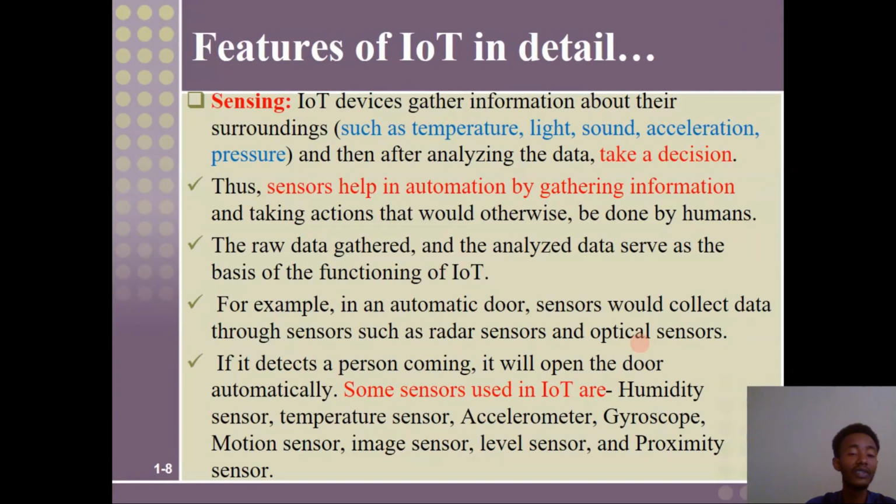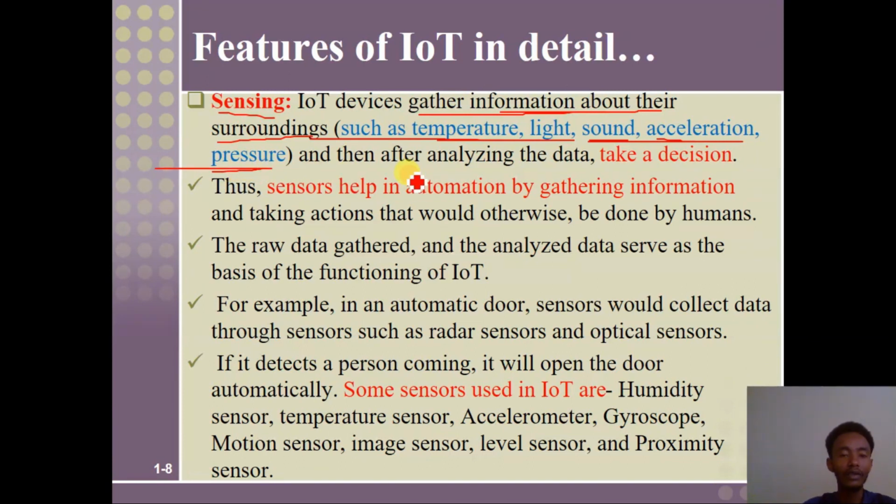Another one is sensing. As we have said before, sensors are among the most important features of IoT in order to collect different information or data from the environment. So sensing means IoT devices gather data from their surroundings and environment, such as temperature, light, sound, acceleration, and also the pressure of the environment.